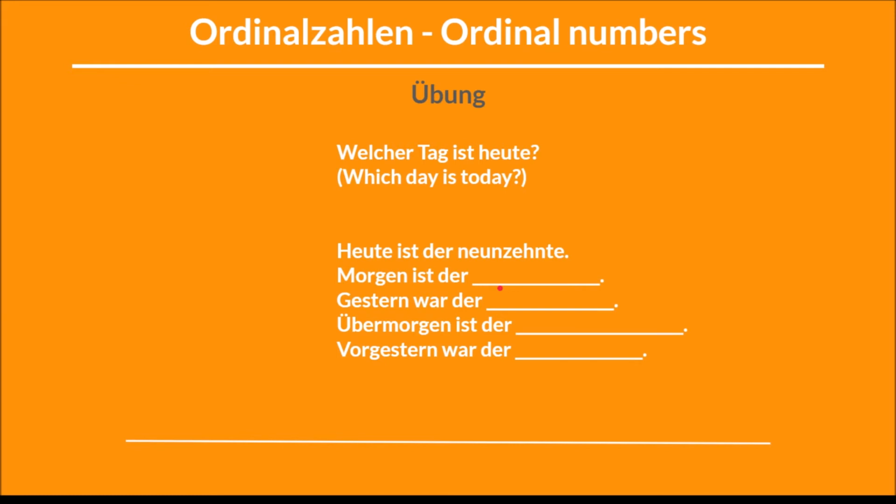Welcher Tag ist heute? Which day is today? Heute ist der 19. Morgen ist der, so tomorrow is the 20th, der 20. Gestern war der 18. Übermorgen ist der, so the day after tomorrow is the 21st, der 21. Vorgestern war der 17.